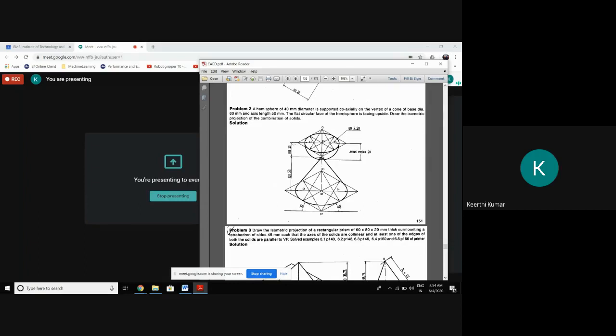Today, what if the base is like a cone? How do we do that? I think the cone was also done yesterday, but I'll repeat the concept today. Cone, with a hemisphere above it.